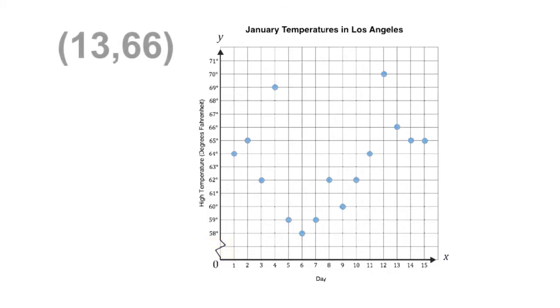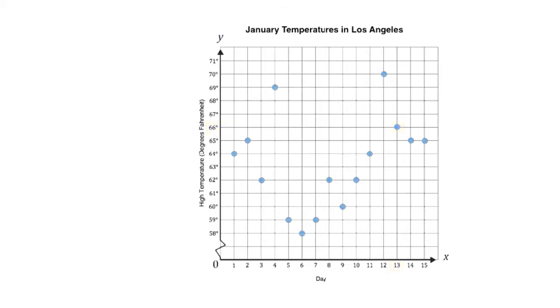What is the meaning of the point (13, 66) in this context? The point 13 represents the 13th day of January, and the 66 represents the degrees in Fahrenheit. The point means that January 13th was 66 degrees Fahrenheit.